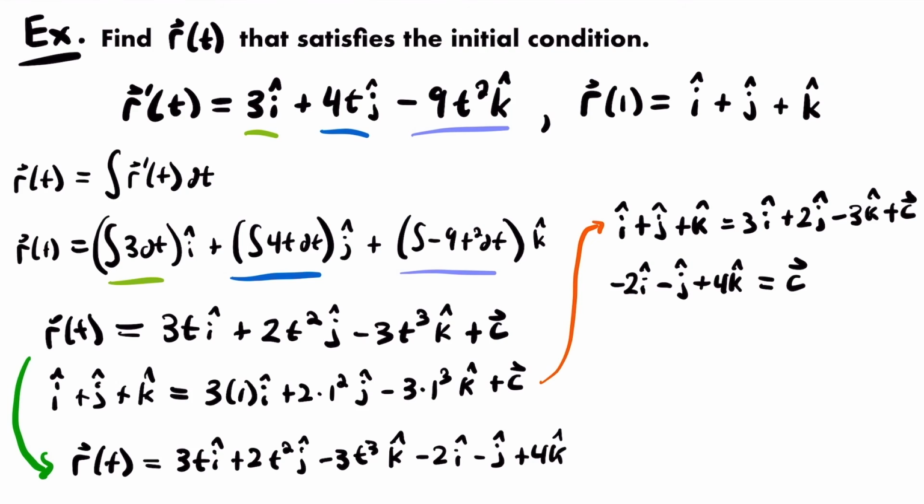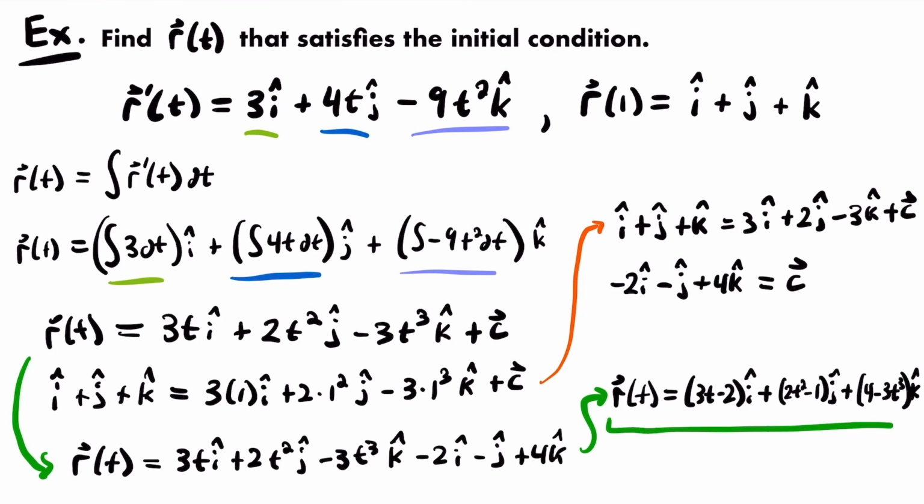And so putting that all together gives us our final answer that our vector function r of t is equal to 3t minus 2 times i plus 2t squared minus 1 times j plus the z component, which would be negative 3t cubed plus 4. But to make it look nicer, I'm going to put the positive value first. So we'll have 4 minus 3t cubed. All right, so we have 4 minus 3t cubed times k. And that right there is the final answer to this example.